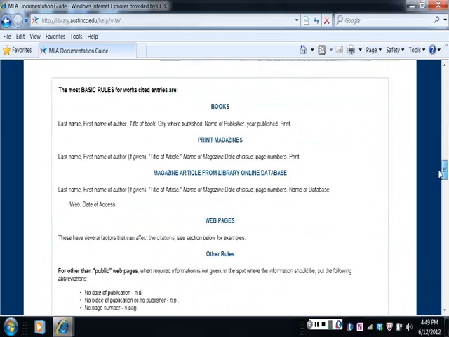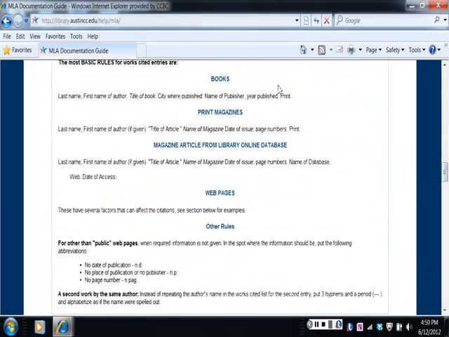Here they give you the basic rules for different possibilities. How do you do a book? Last name of author, first name of author, title of book, city where it was published, colon, name of publisher, comma, year it was published, and print. You will notice something that they used to say to put the URL, and now we don't put the URL anymore. Not, of course, for a book, but I mean later when we get down to the online sources.